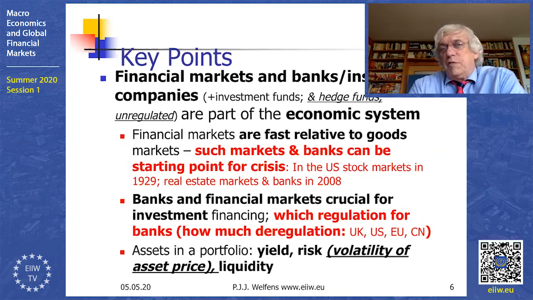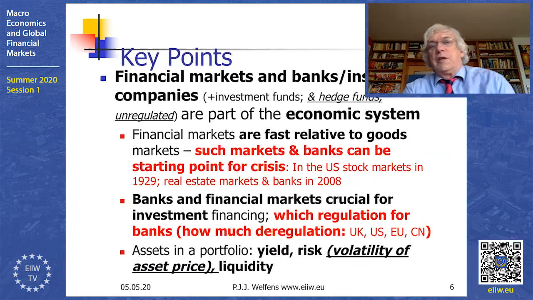serious crisis. So, the US stock markets in 1929 were a starting point of the Great Depression, or the real estate markets and banks in 2008, which all started in the US. The bankruptcy of Lehman Brothers on September 15th, 2008, that was a special date, but there were certainly links, particularly to the financial market developments in the UK.